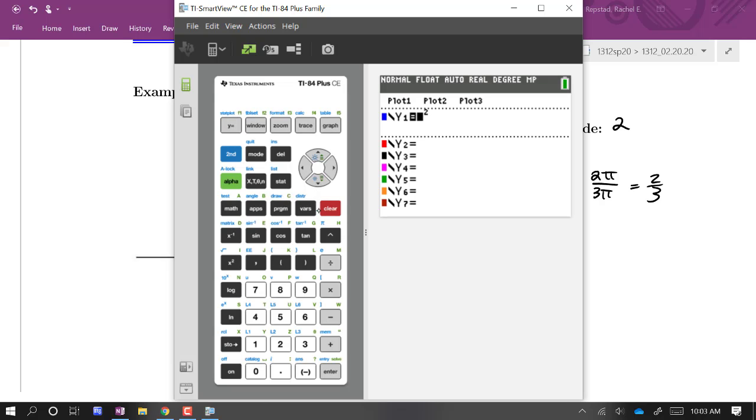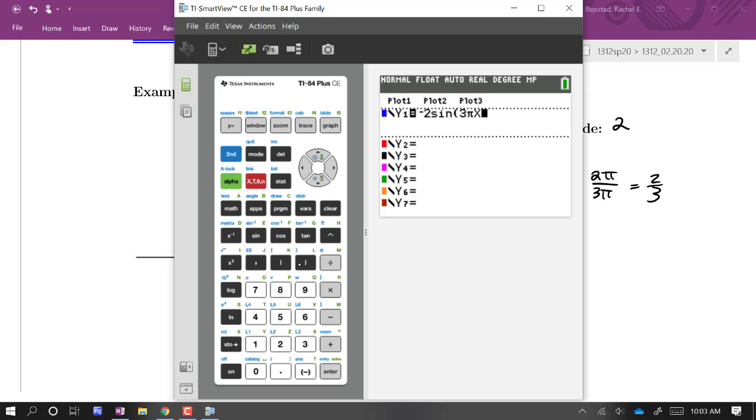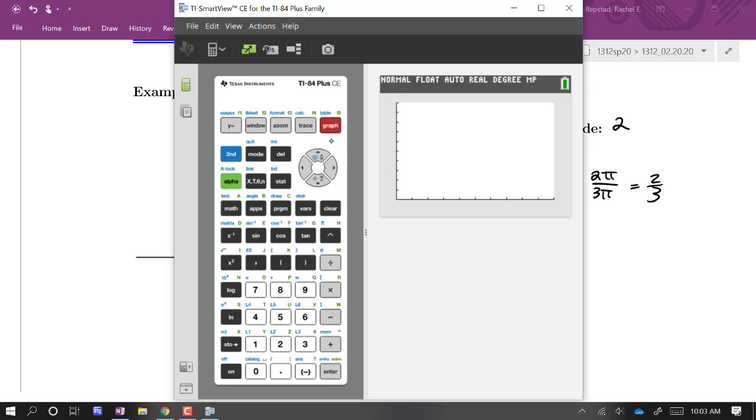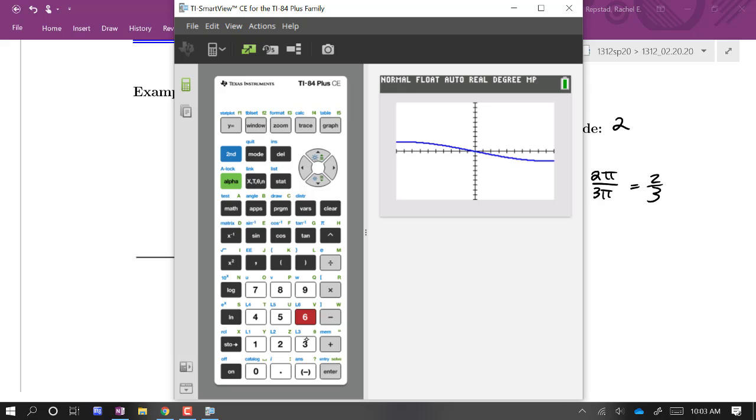I'm plugging in -2 sine of 3 pi x. First of all, if I just hit graph right now, let's see what happens. Oh. That's dissatisfying. There's the standard window. That's what it looks like. It doesn't look anything like what we graphed. You'll note my calculator is actually in degree mode, so I'm going to change that to radians.